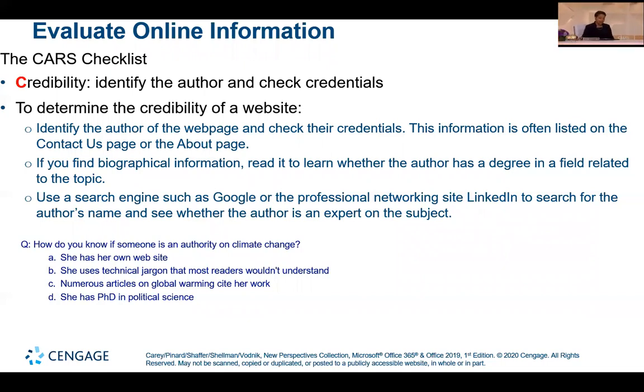How do you know if someone is an authority on climate change? She has her own website. She uses technical jargon that most readers wouldn't understand. The numerous articles on the global warming site cite her work, and she has a PhD in political science. So, which one would you select? If you were going to make a selection on this, the answer should be C. Numerous articles on the global warming sites cite her work. Okay.